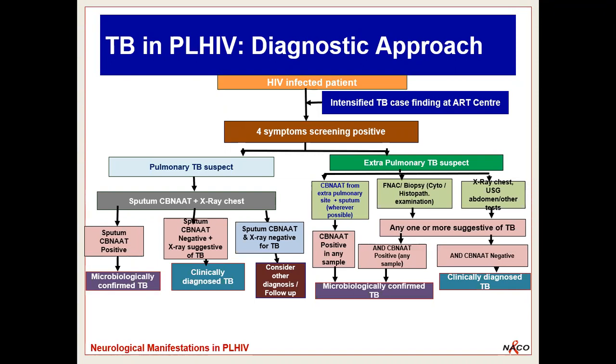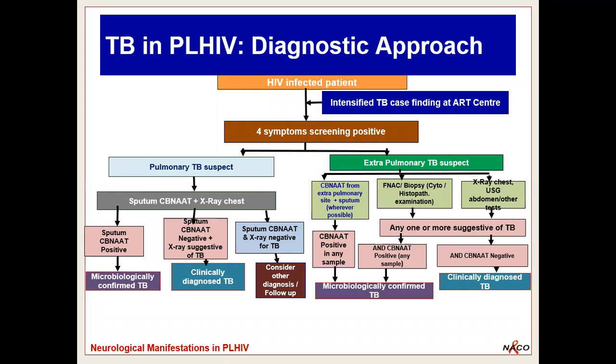Yeah. Okay, so you see that with 4S symptom screening, you can divide it into pulmonary TB suspect or extrapulmonary TB suspect, right? So when you have a pulmonary TB suspect, then you know that you have a sputum CBNAAT or X-ray chest, and then you get the sputum CBNAAT positivity. That means it's a microbiologically confirmed TB. So this algorithm is just to name how you're going to tell that this patient is microbiologically or clinically diagnosed TB. When you have a sputum CBNAAT negative and X-ray is suggestive of TB, then you know that you're talking about clinically diagnosed TB. And then you have sputum CBNAAT and X-ray negative for TB. Then you have to think about other specimens, or the follow-up of patients is important.